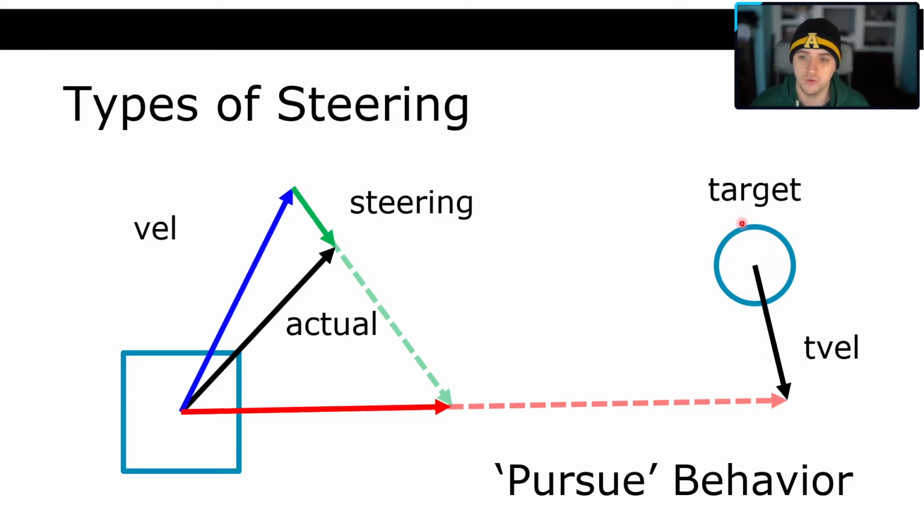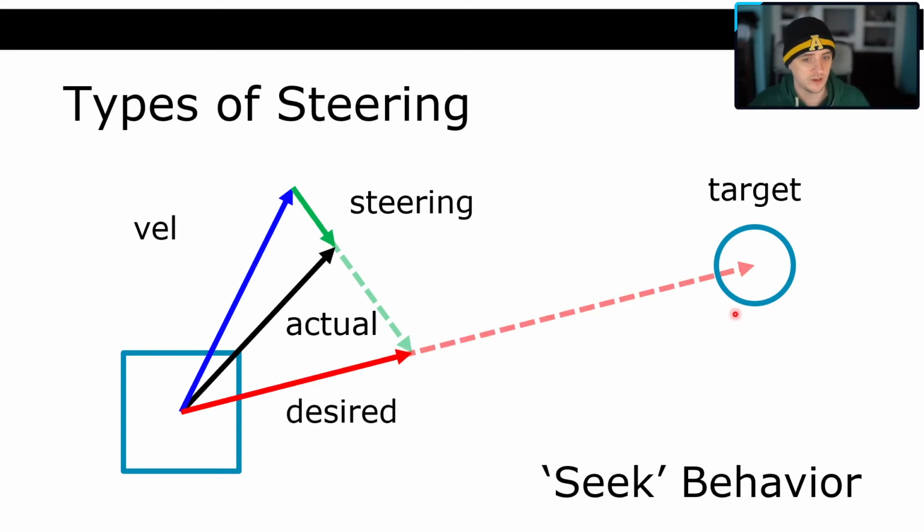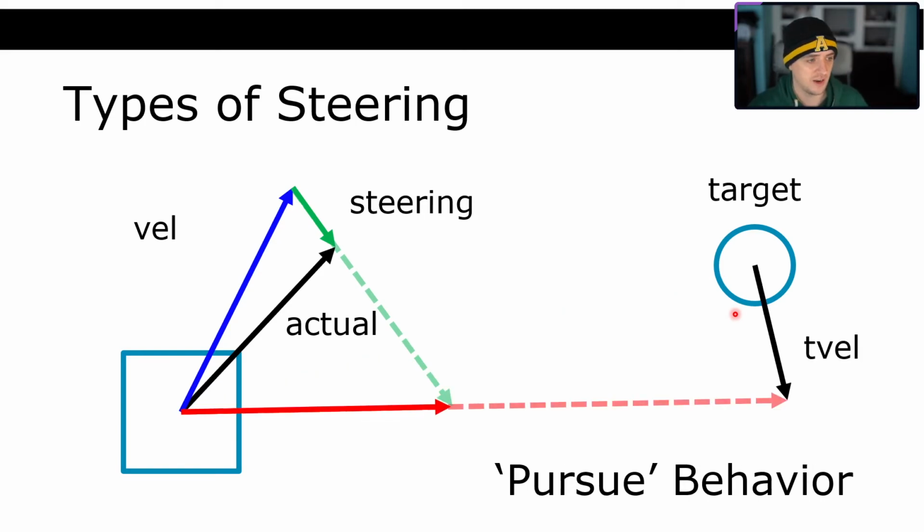So if we know the target's velocity, or we have some estimate of it, we can do the same mathematics, but instead of using the target's position, we use target position plus target velocity to compute the place we want to go to. And if we do this, this is called the pursuing behavior. So what we calculated first is called a seeking behavior, and what we calculate here is called a pursue behavior.